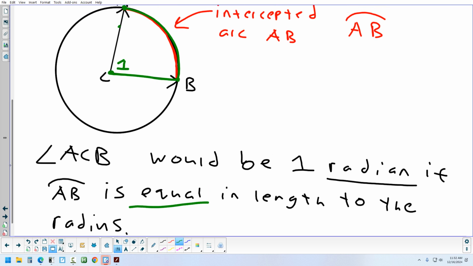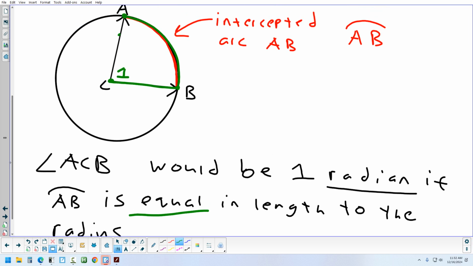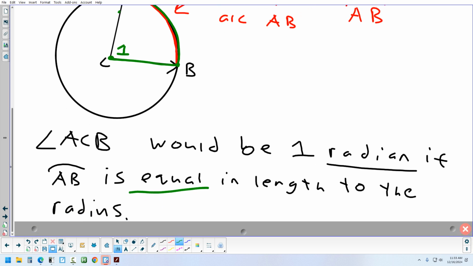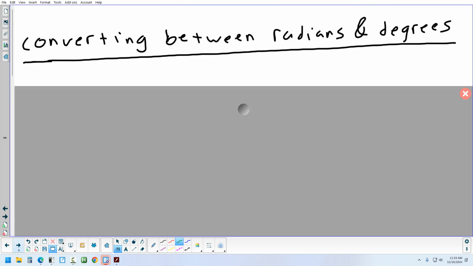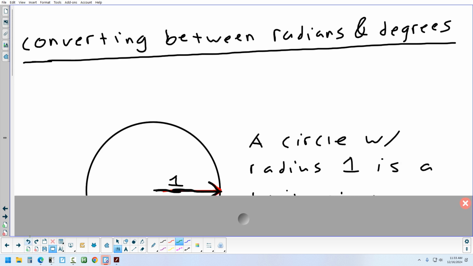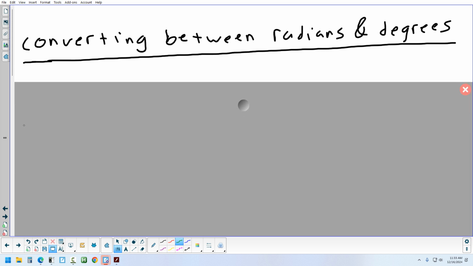Any question on that picture? So it gives you kind of a visual. Doesn't necessarily tell you how to change between degrees and radians. Doesn't tell you that at all. But it gives you something you can kind of visualize to make 1 radian. Make the arc and the radius the same length. Okay, so how do we convert between radians and degrees?